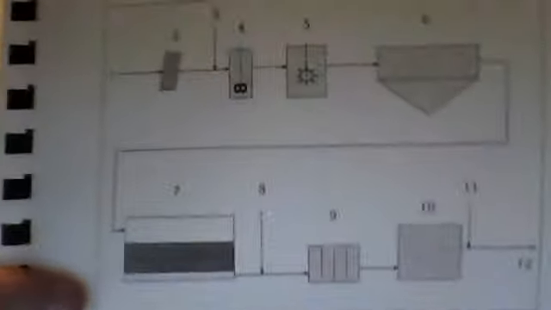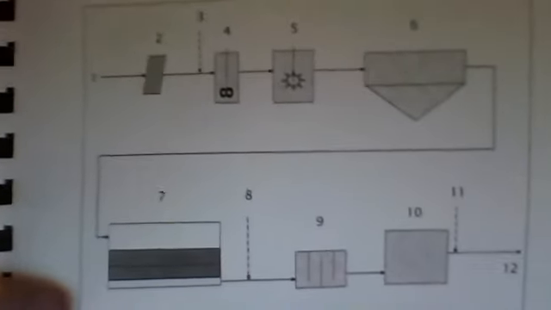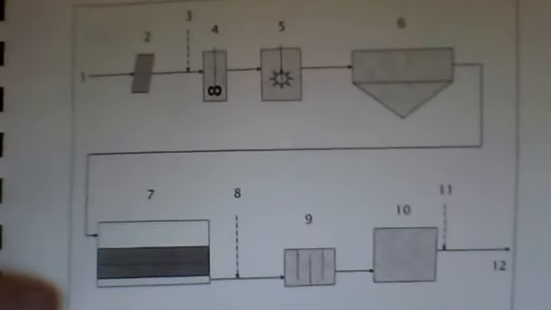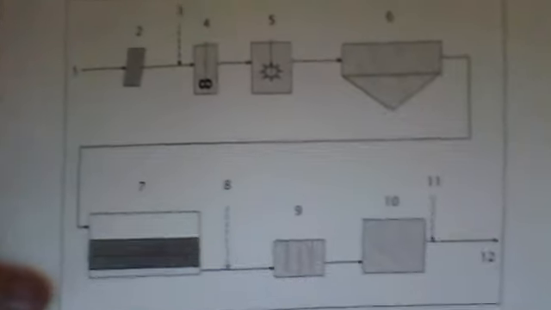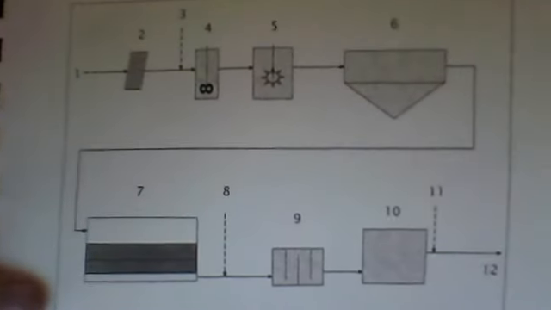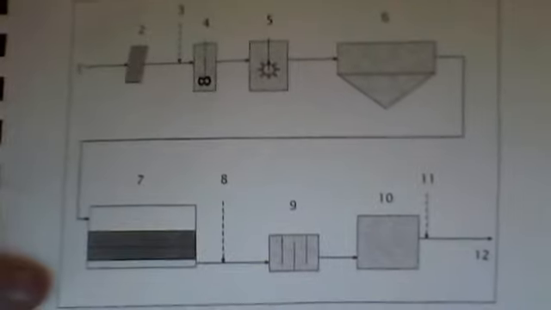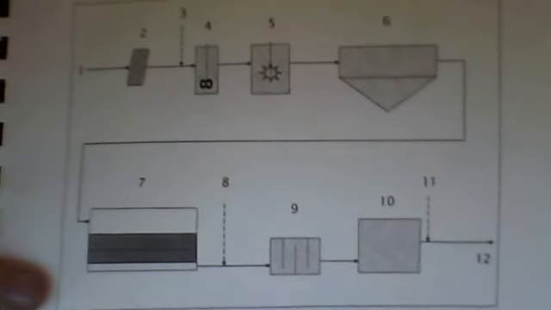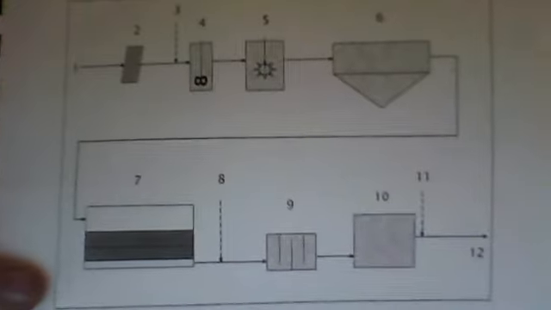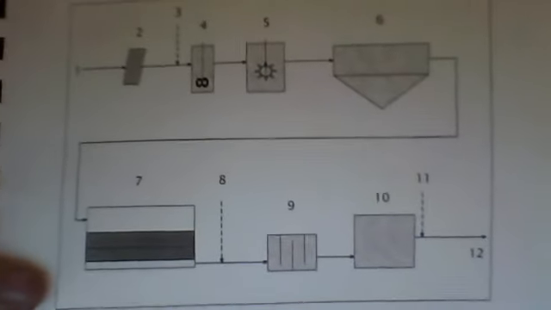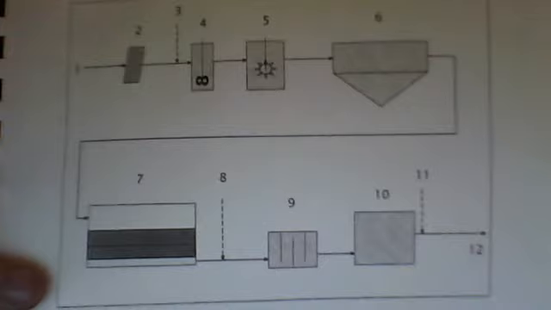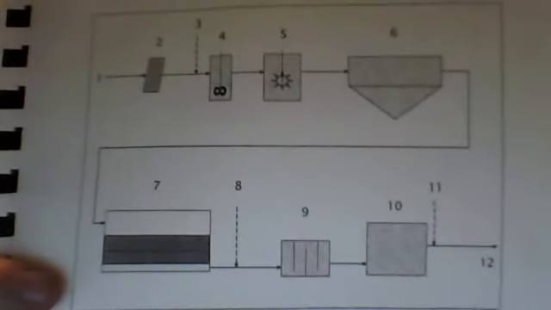Label the major steps on the diagram based on a conventional surface water treatment plant. This here is the diagram. Number 1, intake. Number 2, screen. Number 3, coagulation chemicals. Number 4, rapid mixer. Number 5, flocculation. Number 6, clarification, sedimentation.